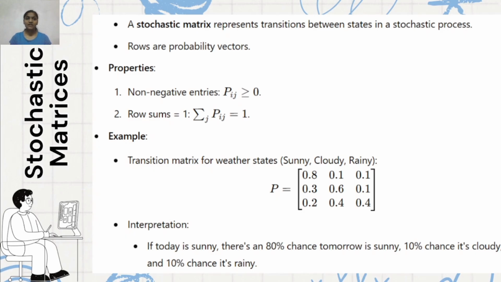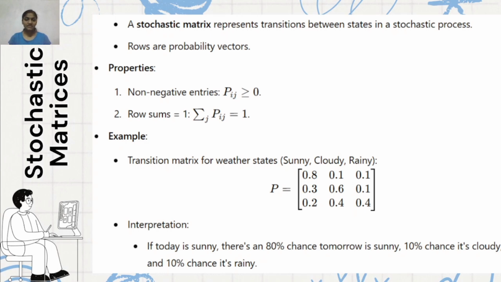Stochastic matrices. A stochastic matrix represents transitions between states in a stochastic process. Rows are probability vectors. Properties are non-negative entries and each row sums to 1.